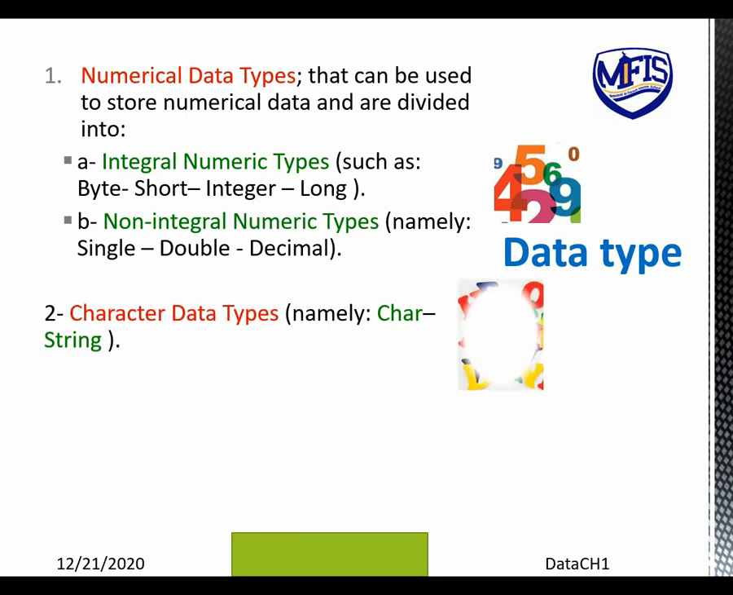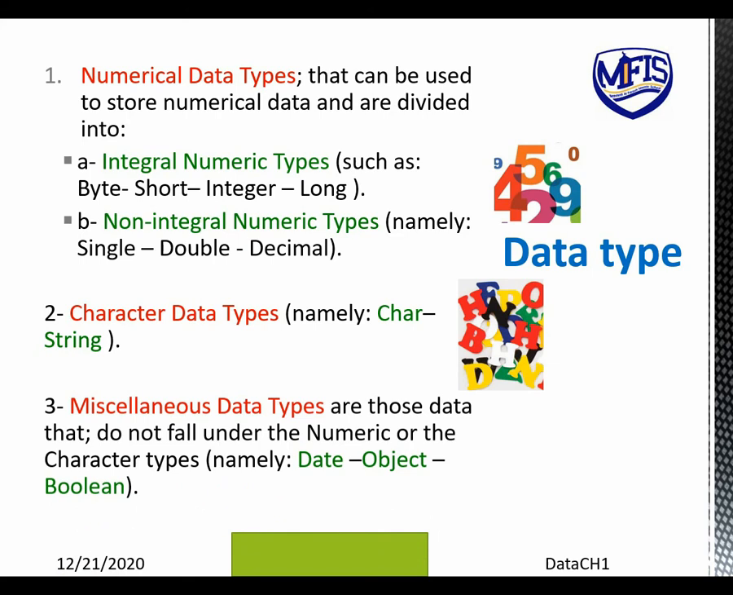We also have another data type, which is the character data type. Character data type means letters or characters, and we divide this into two types, char and string. The difference between them is that we use a char data type to present only one letter, but if we have a group of letters, we will use a string data type.